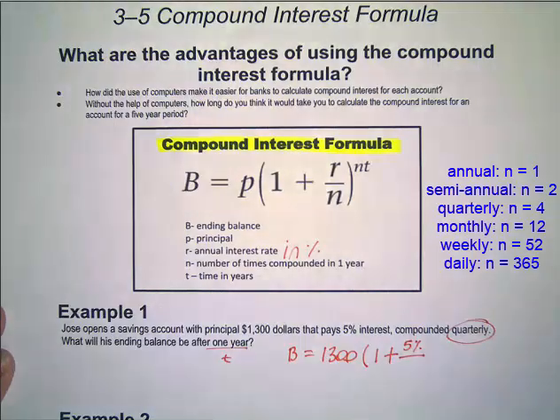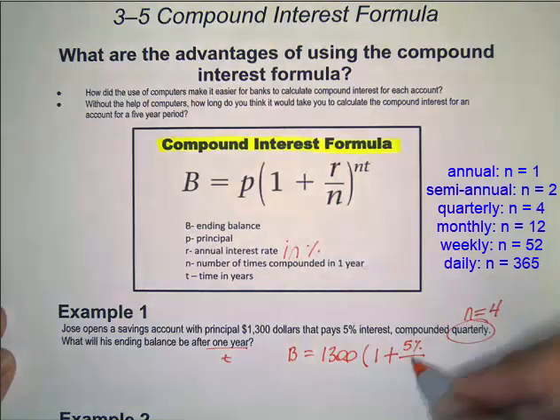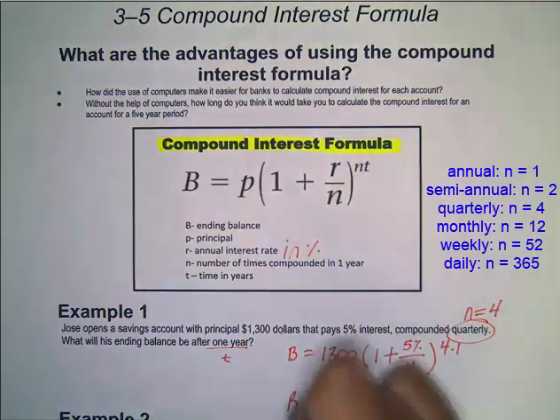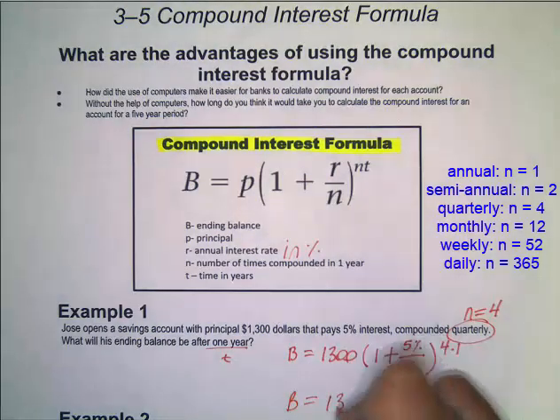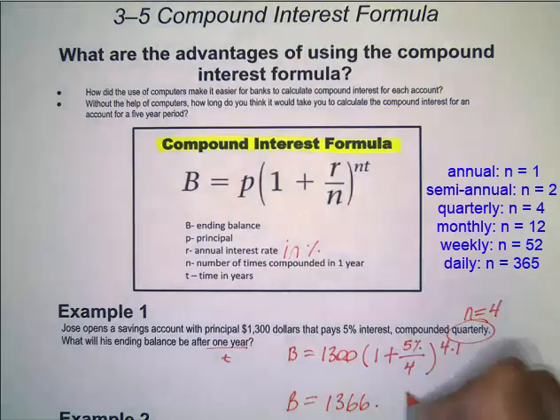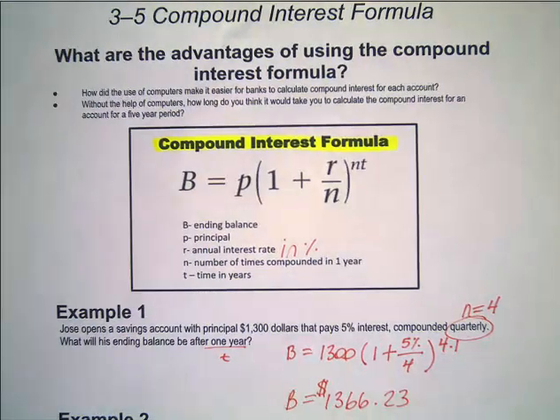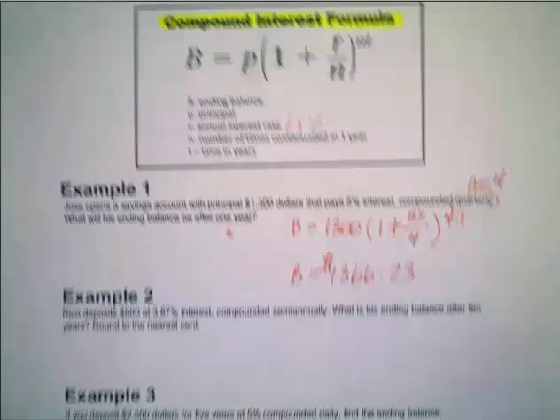So how many quarters are in a year? So N is going to equal 4, raised to the 4 times 1 year is 1. So go ahead, pause, and find that answer. And again, remember it's money, so 2 decimal places. So $1,366.23. So they made $66.23 in interest. But the question asked, what will his ending balance be? So be careful and make sure you're answering the questions that are asked.